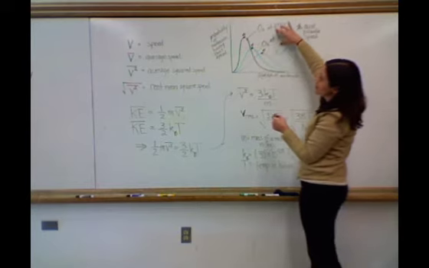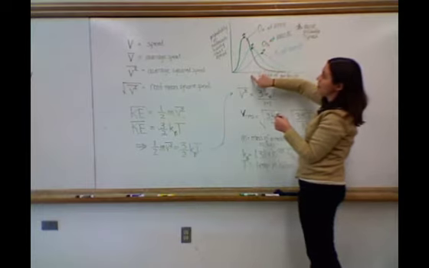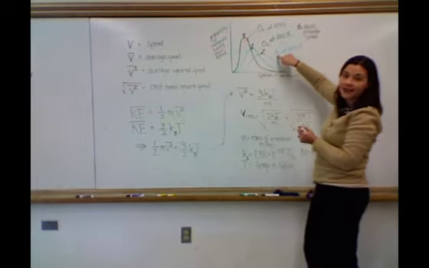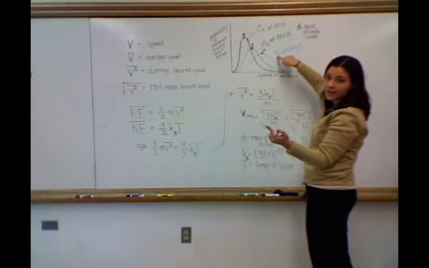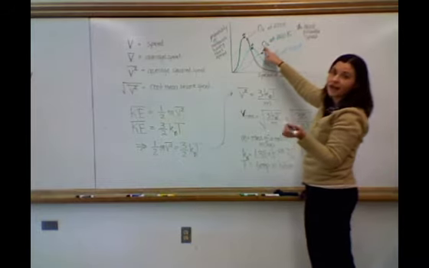So at a higher temperature, the most probable speed is now at a higher speed than it was at the lower temperature. And also, if you're using a gas that has a lower molar mass, that's going to have the same effect as increasing the temperature. A gas with a lower molar mass is also going to have a higher speed than a gas with a higher molar mass.